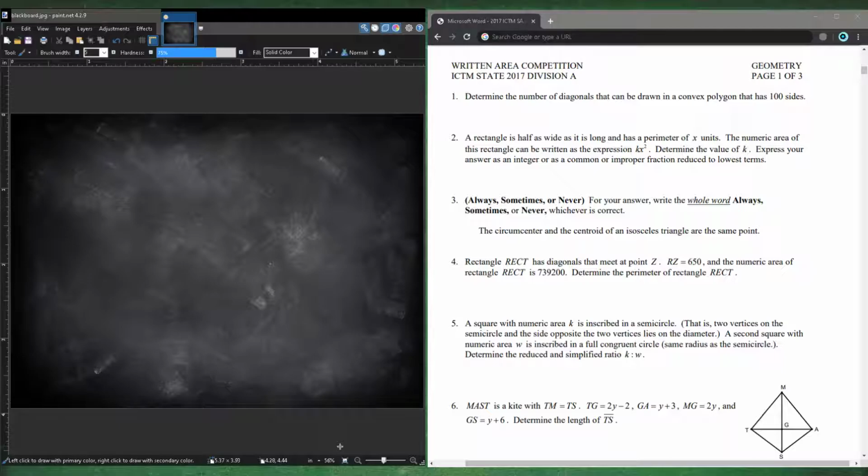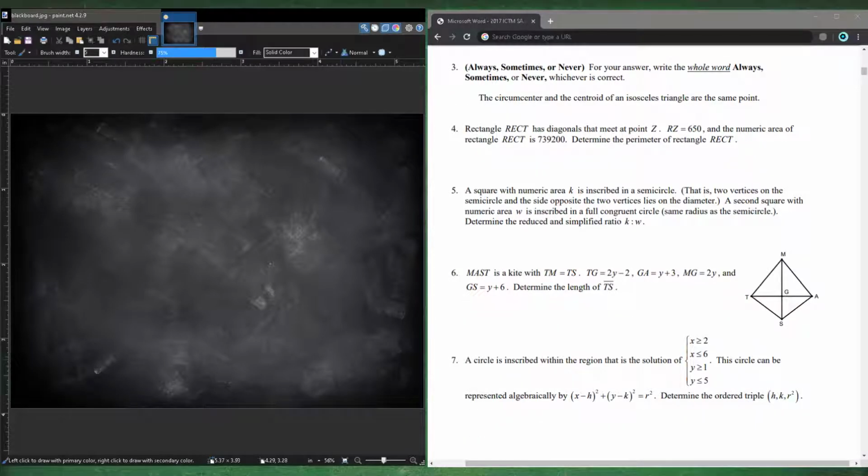Number 3, the circumcenter and a centroid of an isosceles triangle are the same point. You just need to know this. This one's just sometimes. And the reason is because usually in an isosceles triangle, the circumcenter and the centroid are not the same point. But in an equilateral triangle, these special points, the circumcenter, the centroid, and two more that you might have heard of, the incenter and the orthocenter, are all the same point, and that's why it's sometimes. If it's an equilateral triangle, then it's going to be the same point. If it's not, then it's not going to be, and that's why it's a sometimes.